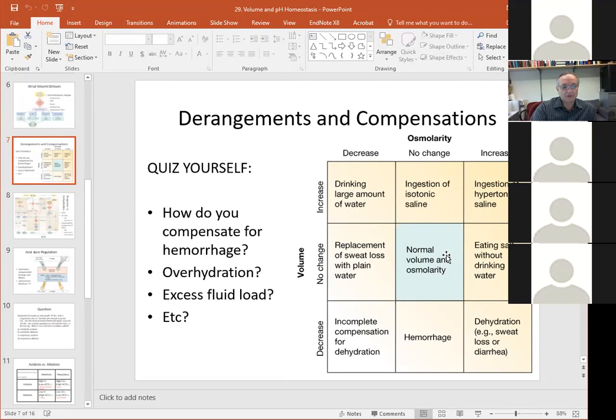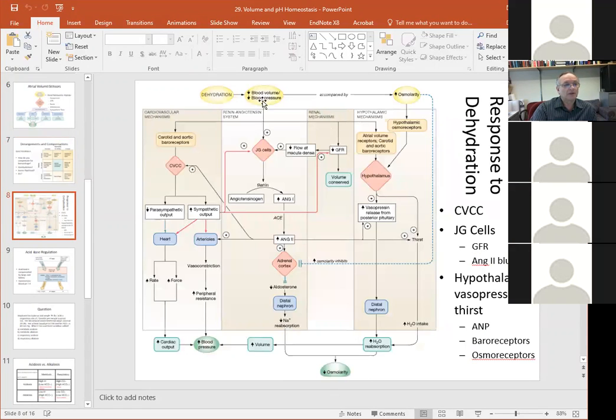In order to restore normality, you're going to have to increase your volume and decrease your osmolarity. How can you do both of those things? Well, in the case of dehydration, a lot of different mechanisms come into play. The low volume stimulates the CVCC to increase the heart rate, increase the cardiac output. That brings the blood pressure up to normal in spite of the low volume. Also, the arterioles vasoconstrict because neurons from the sympathetic chain stimulate them to constrict.